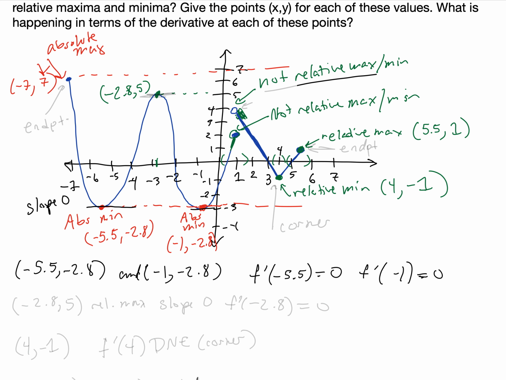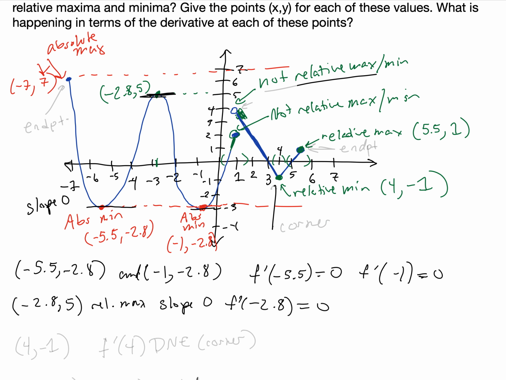What else have we got? We've also got this local or relative max. So at negative 2.8, comma 5, we also have, now this is a relative max, and at that point, the derivative is also 0. The slope of the tangent line to the curve is 0. So slope 0, in other words, f prime of negative 2.8 is also 0.